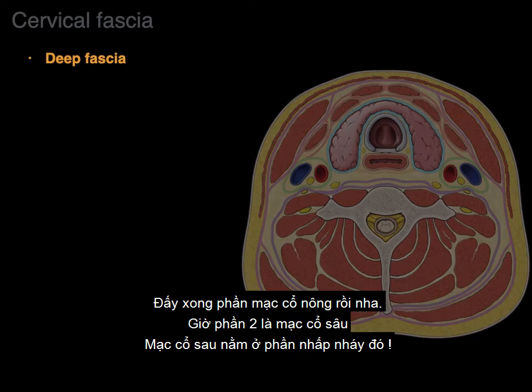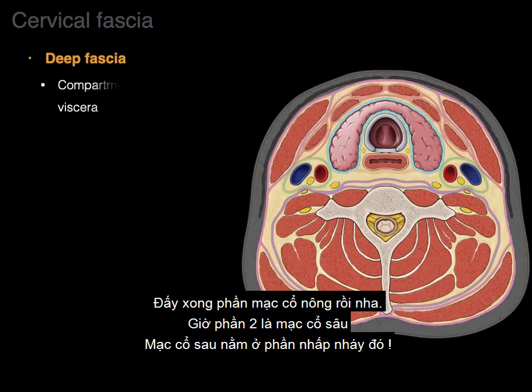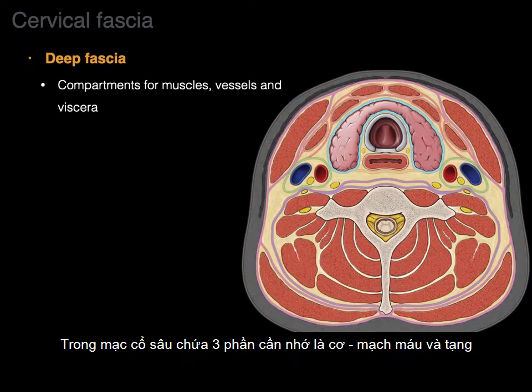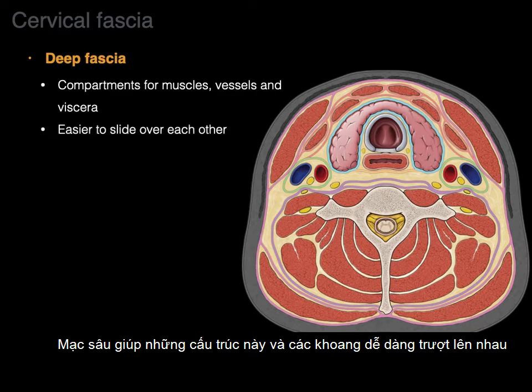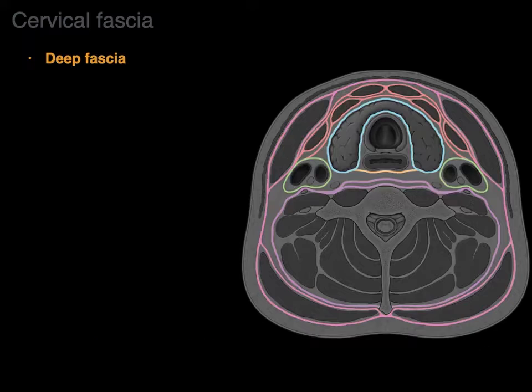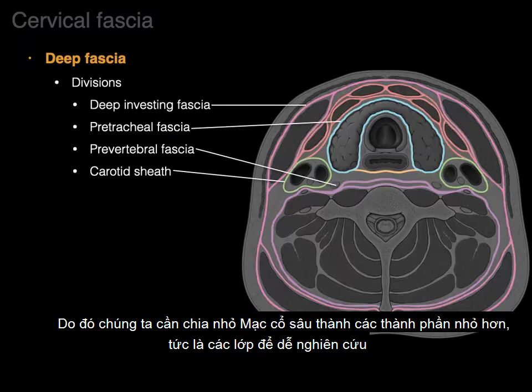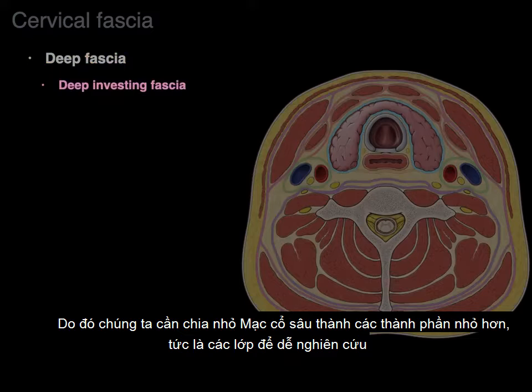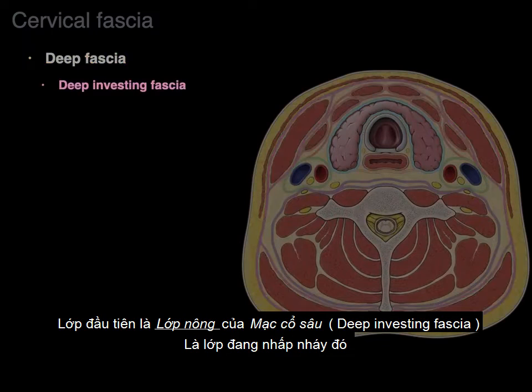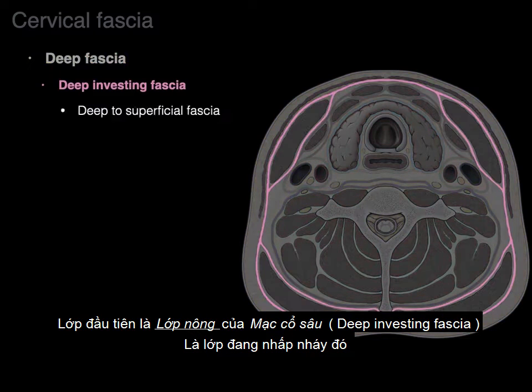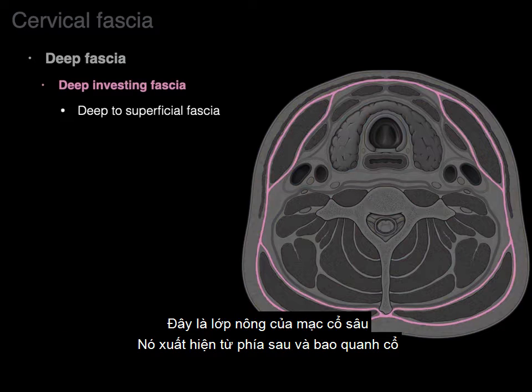The deep fascia is everything in that blinking area where there are compartments for muscles and vessels and viscera, and it's easier for these structures and compartments to slide over each other. So the different subdivisions of the deep fascia are as follows. We're going to start with the deep investing fascia first. The deep investing fascia is that blinking structure there, and it's deep to the superficial fascia, and it arises and circles around the entire neck.